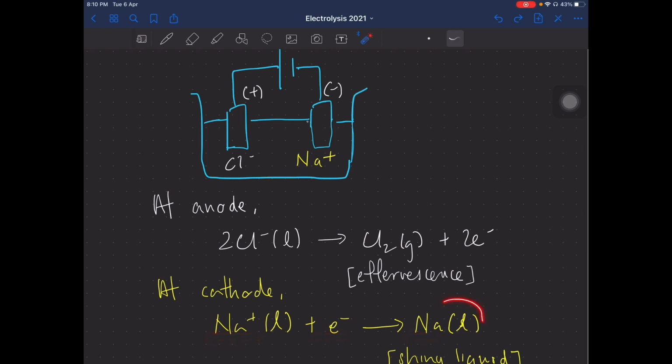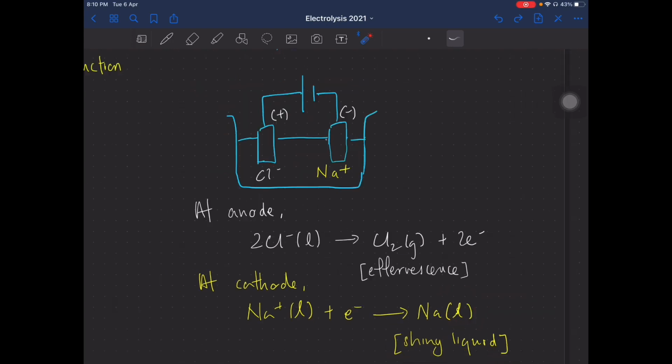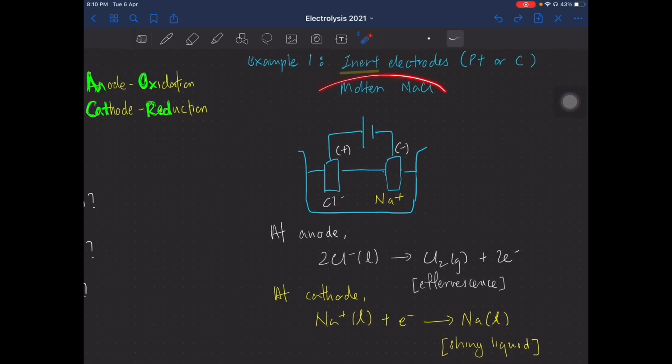Now, why is it in a liquid state? Because we are looking at this question from the perspective of molten NaCl. So it's most likely going to be very, very hot. If it's very, very hot, chances are that the sodium that's being formed is likely to be in the liquid state because it would have melted.